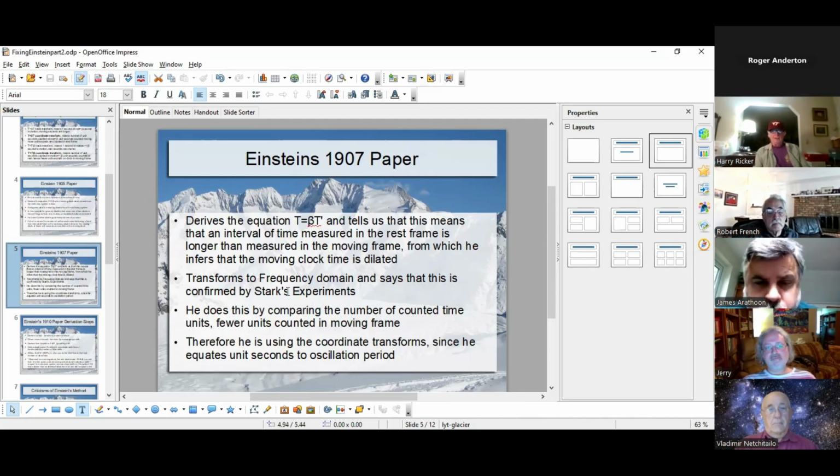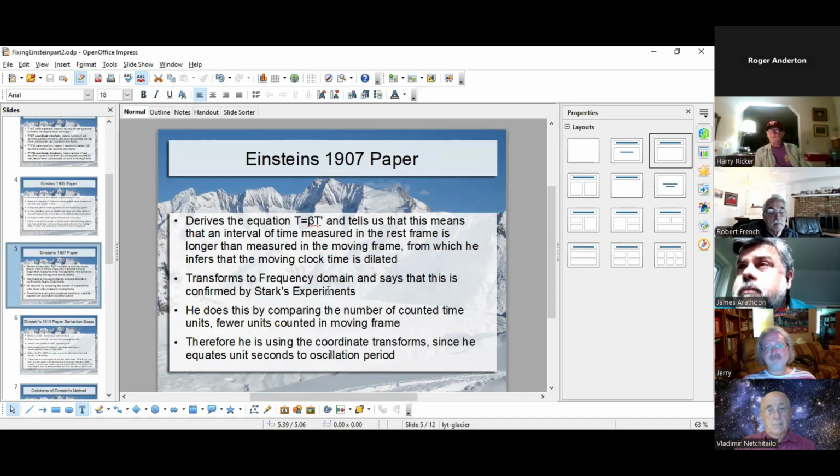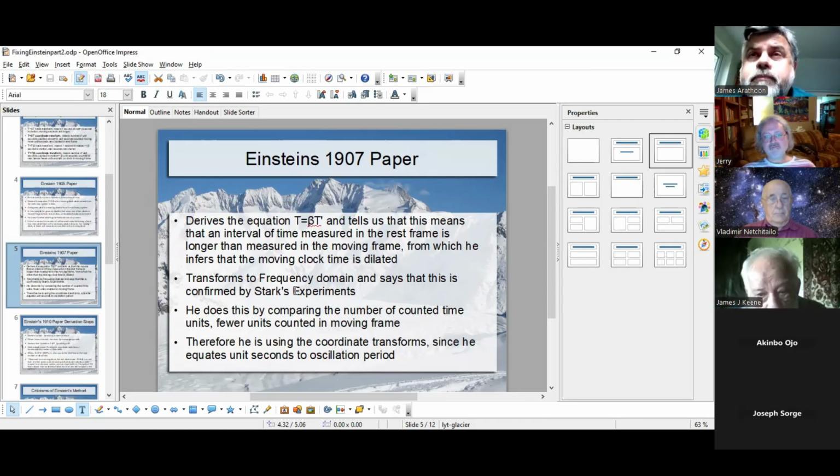Then he transforms frequency and says that this is confirmed. I think I've jumped a little bit ahead here. Anyway, he transforms into the frequency domain. So what he does is he uses this equation T equals beta T prime, and then talks about how this means that the clock in the moving frame is slow. And then he says that this guy Stark has done experiments on moving canal rays, and that confirms that his theory of relativity is correct.